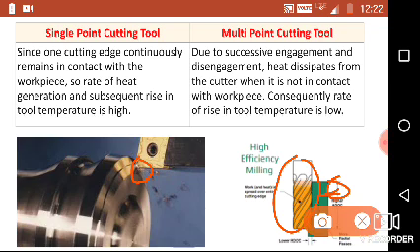Here, what happened in the single point cutting tool? This single point is in contact with the workpiece continuously. That is why the high rate of heat generation is there and the temperature is more. Here, the cutting edges are successively engaging and disengaging. That is why when there is a disengagement, the heat dissipates from the cutter when it is not in contact with the workpiece. So consequently, the rate of rise in tool temperature is very less. So that is the next difference.